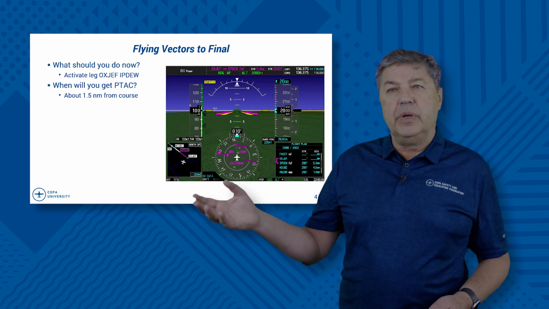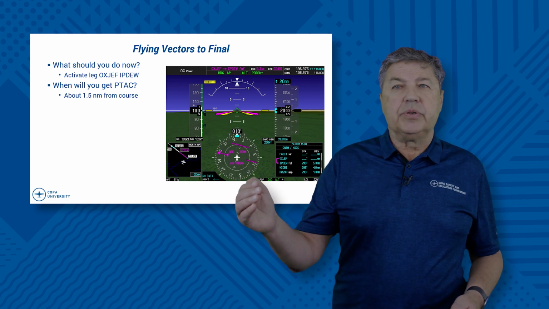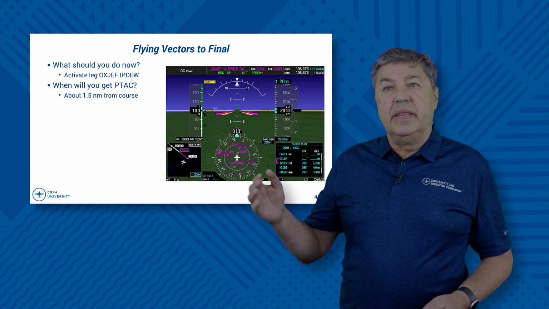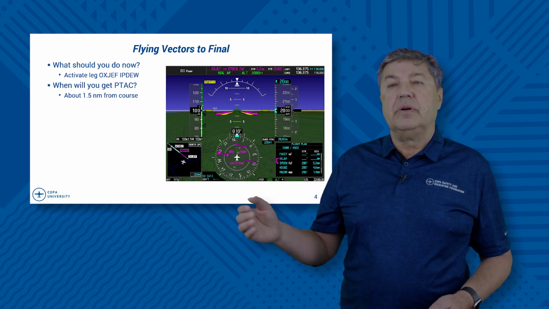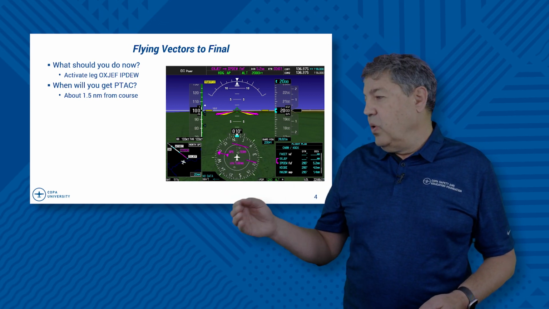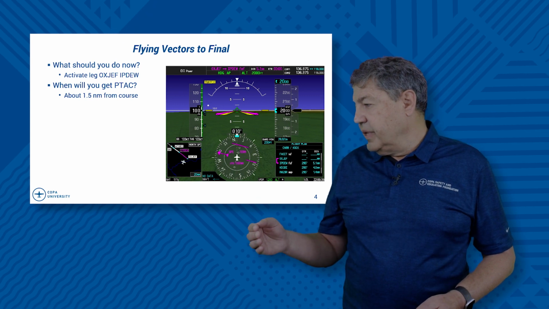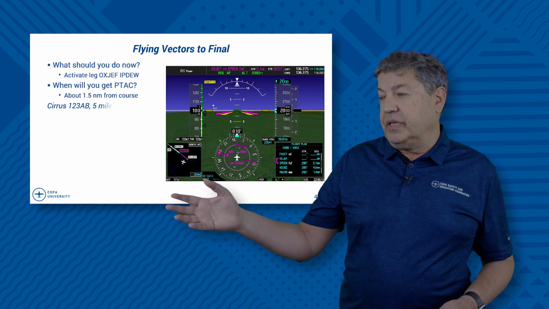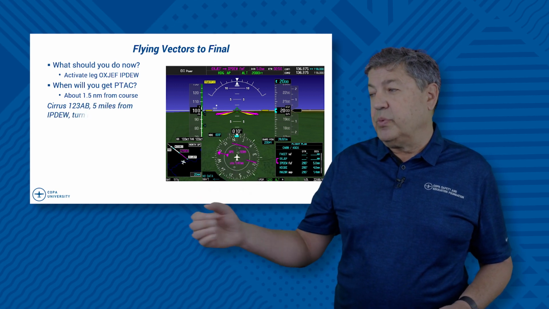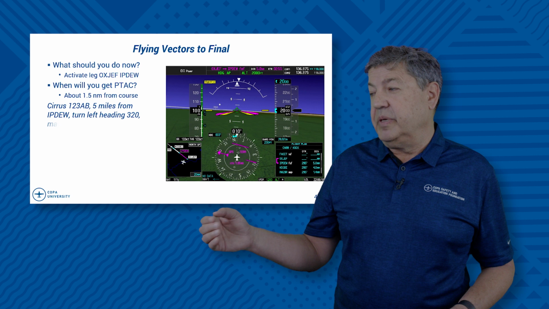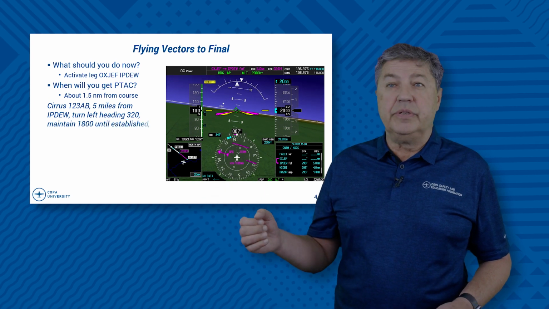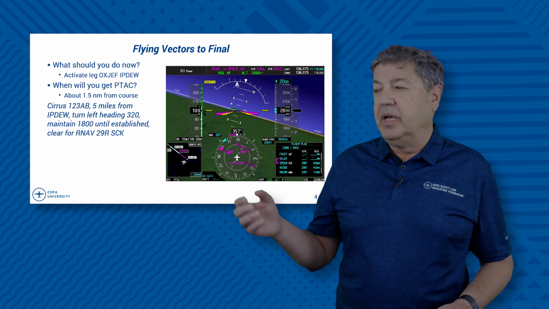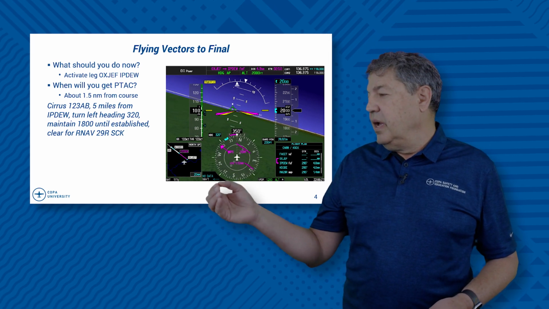What heading are we going to turn? Final approach course is 290, so it is very likely that we will be getting either 310 heading for the intercept or 320 heading for the intercept. So we are now approaching 1.5 miles, and here comes the clearance. Cirrus 123 Alpha Bravo, 5 miles from IBDU, turn left heading 320, as predicted. Maintain 1,800 until established. Cleared for the RNAV 290 right, Stockton.